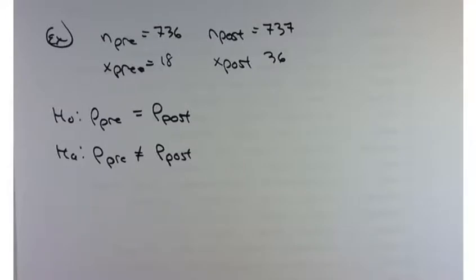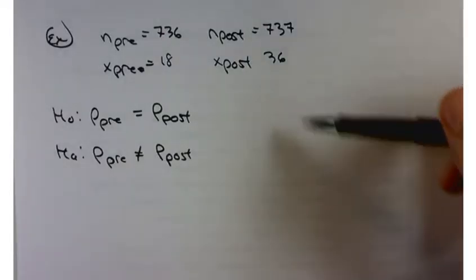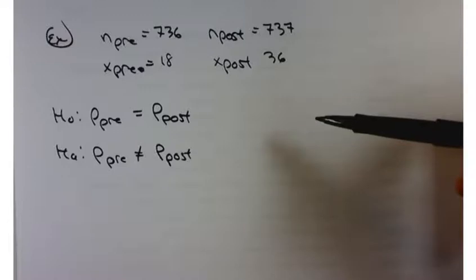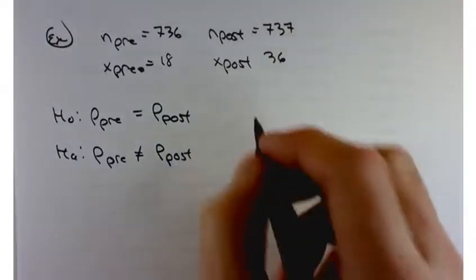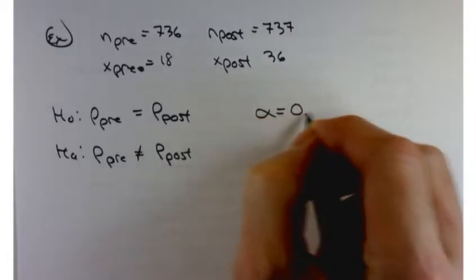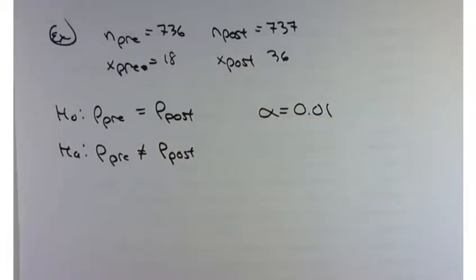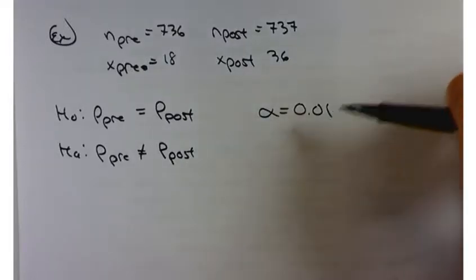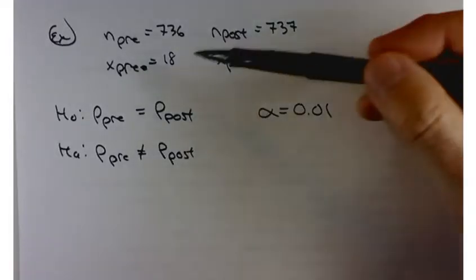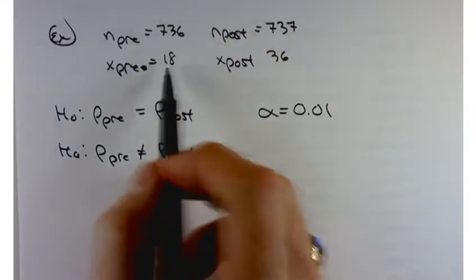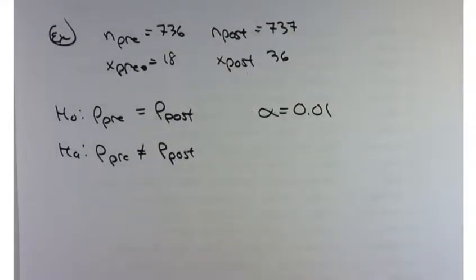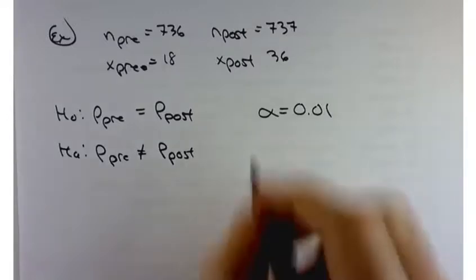Now, what level do you want to test this at? This is our own little thing here. So what significance level do you want to test it at? 0.01? Okay, sure, let's test it at 0.01. Alpha equals 0.01. Well, we've got more than 5 successes and failures, so we're okay with our assumptions.